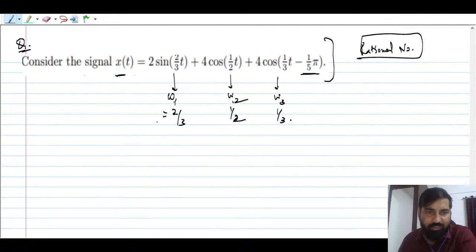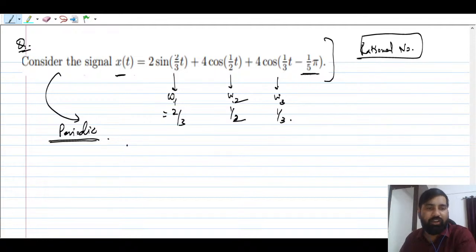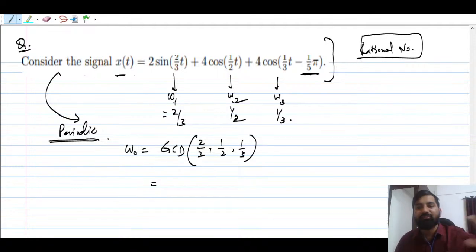If you take the ratio of these, the first step is done. It means this signal is periodic. Now you can find omega naught. Omega naught is nothing but the GCD of the fractions 2 by 3, 1 by 2, and 1 by 3. I'm pretty sure you know how to find the HCF of given fractions, or rational numbers.